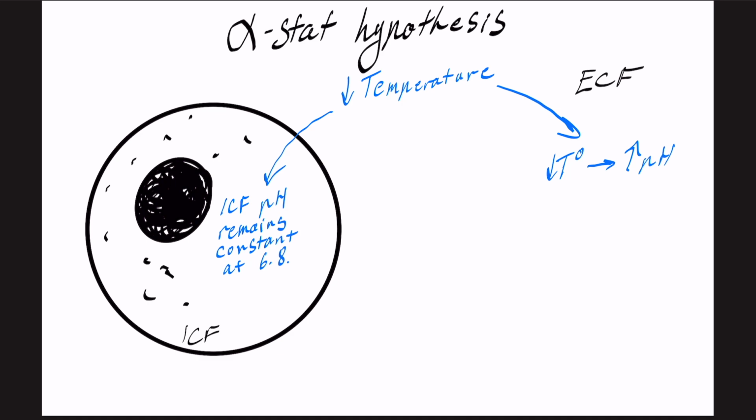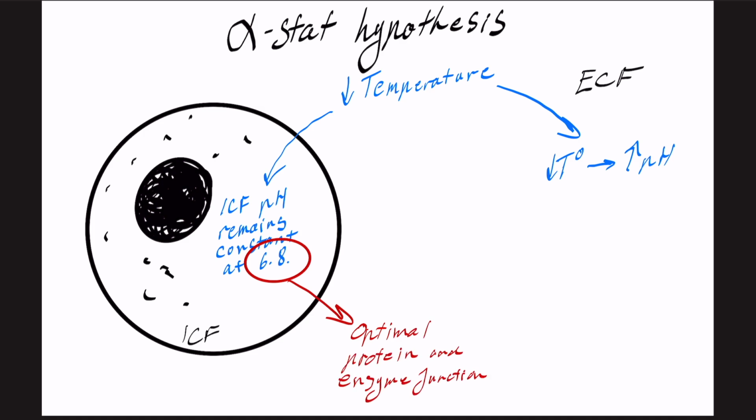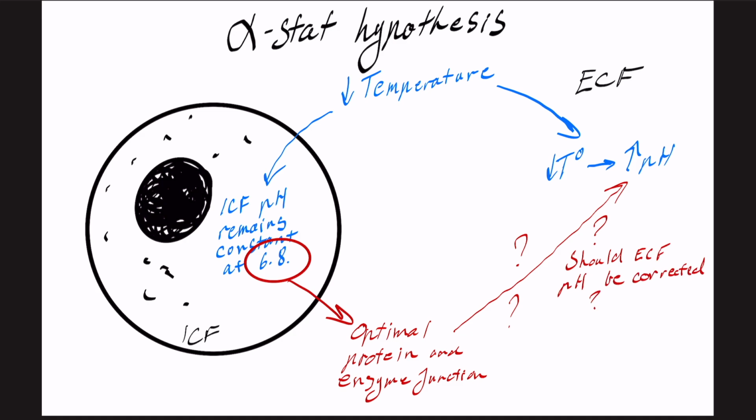So we know that these proteins inside the cell function best optimally at the pH of 6.8. But then what about the proteins outside the cell? We know that the extracellular fluid environment becomes alkalotic with hypothermia. So should we be correcting this pH to maintain normal cellular function or normal protein function outside the cell?